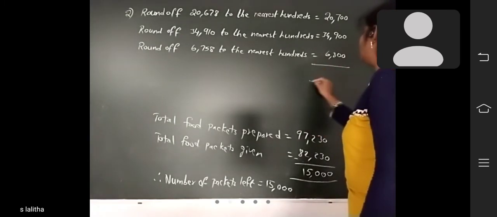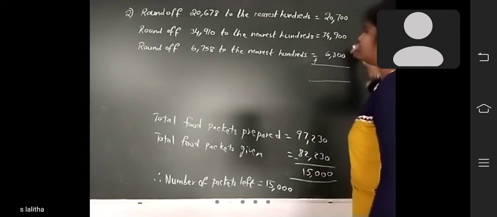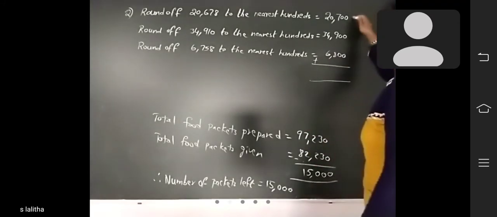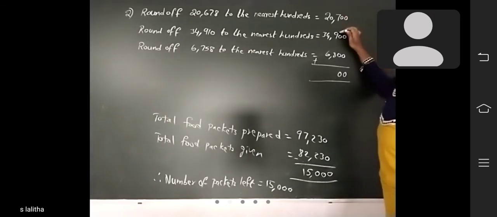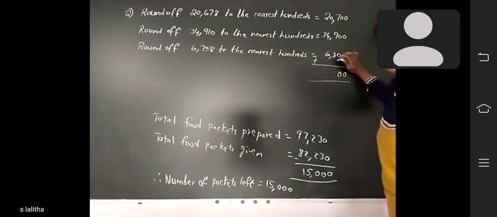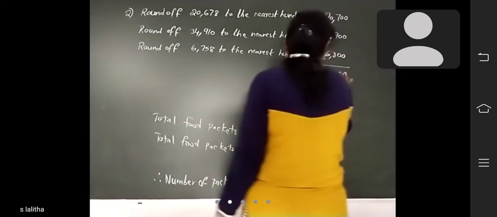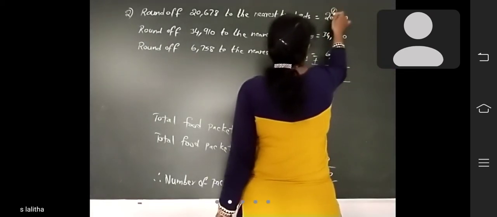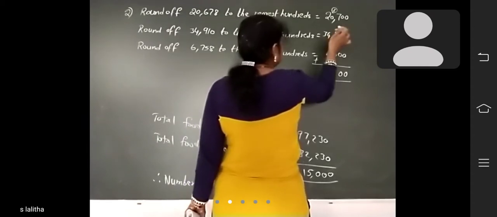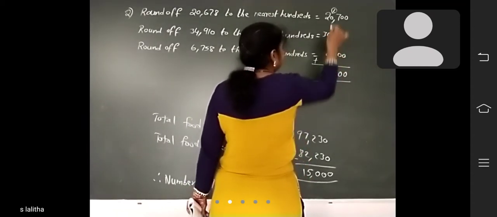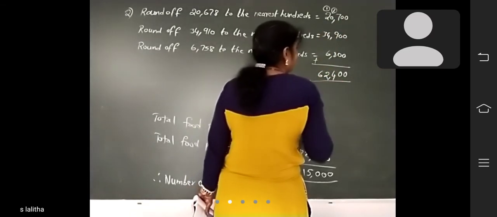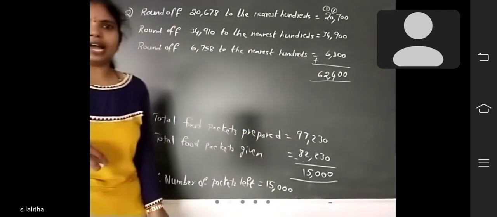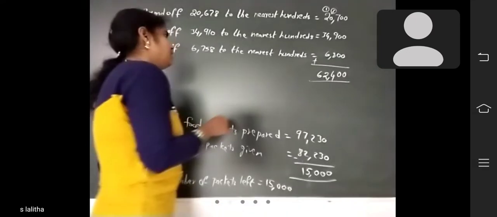Now, what should you do? You can add all the flavored ice creams. So 0, 0, 7 plus 9, how much? 16. 16 plus 8, how much? 24. 2 plus 0, 2. 2 plus 4, 6. 6 plus 6, 12. 1 plus 2, 3. 3 plus 3, 6. So 62,400 ice creams. Total flavored ice creams.